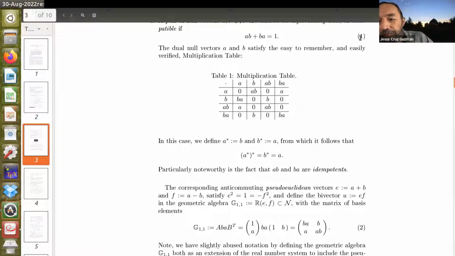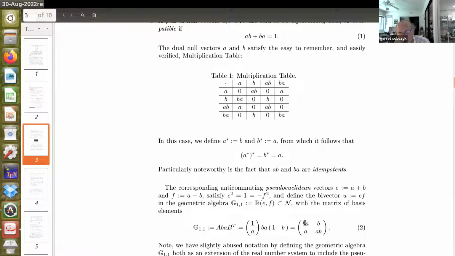Look at expression number 1 and expression number 2. AB plus BA is equal to 1. Well, here you have BA plus AB is equal to the identity matrix. So you see the identity matrix is exactly equation number 1. That's why I make that identification. AB plus BA is equal to 1. And here it is, BA, that's an idempotent.